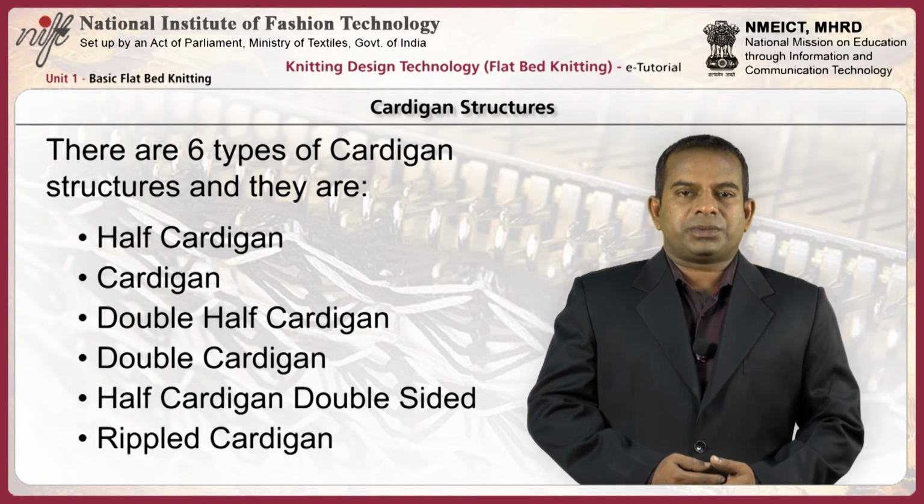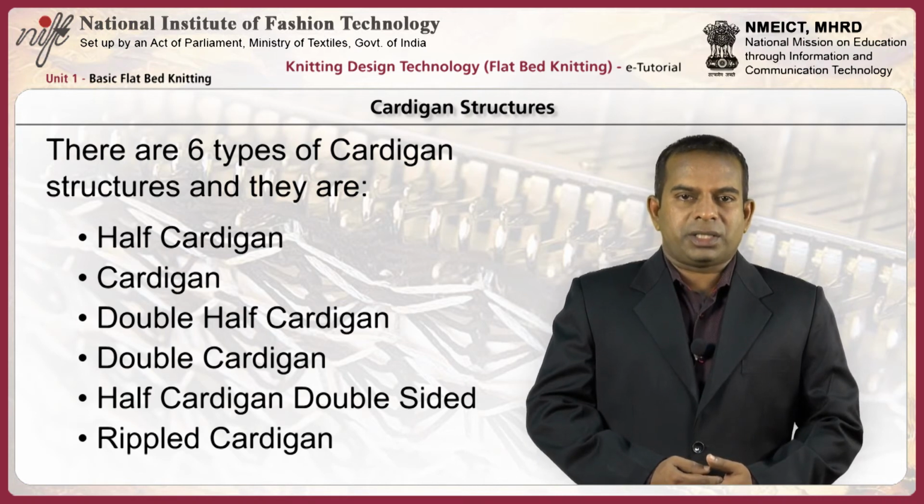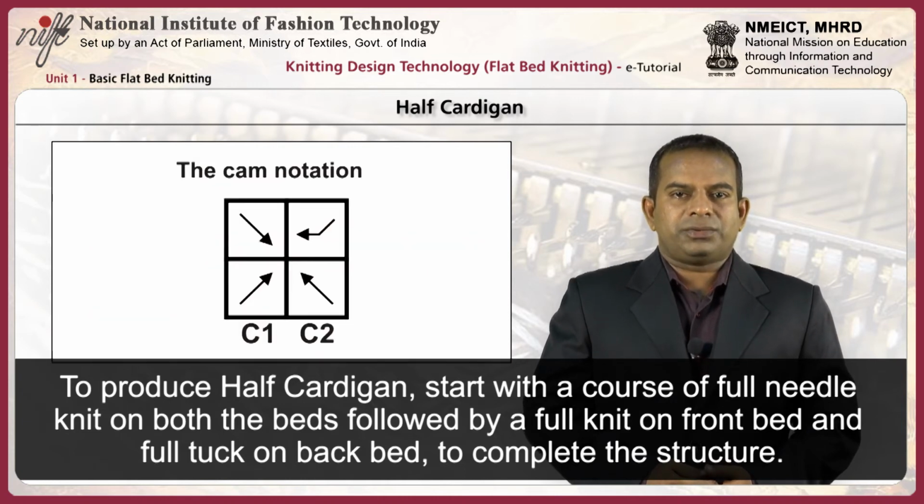There are 6 types of cardigan structures, and they are as follows: half cardigan, cardigan, double half cardigan, double cardigan, half cardigan double-sided and rippled cardigan. To produce half cardigan, start with a course of full needle net on both the beds followed by a full net on front bed and full tuck on back bed to complete the structure.